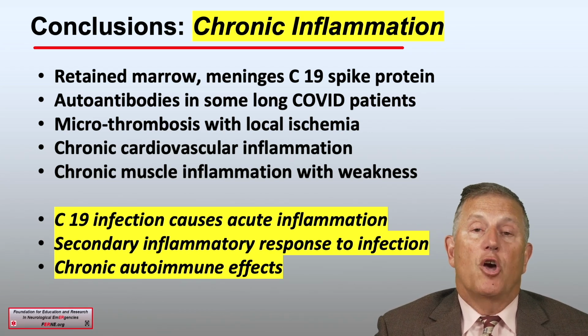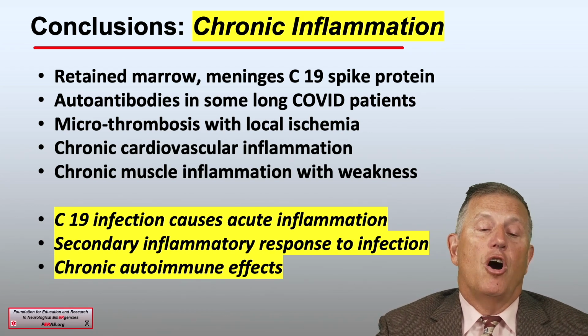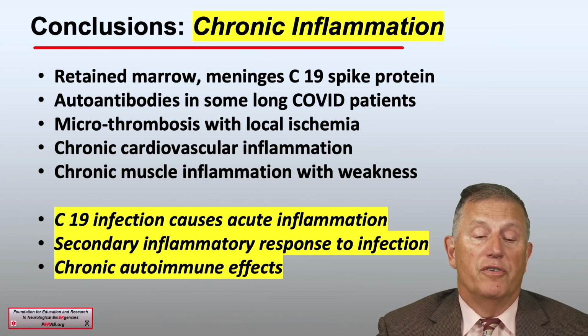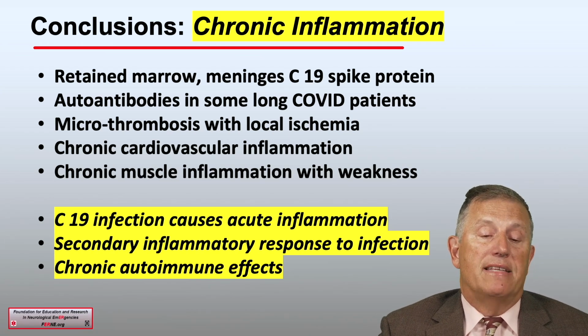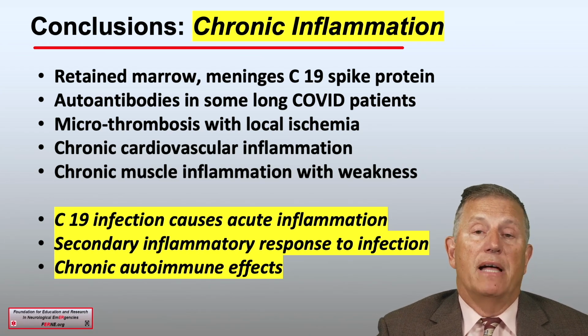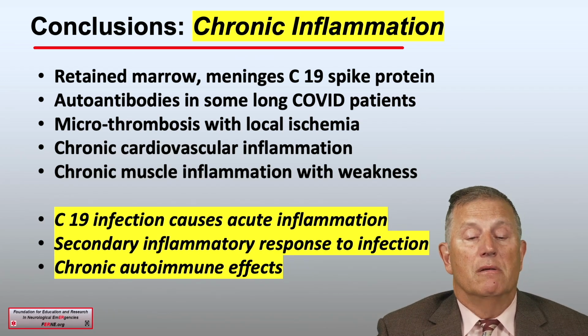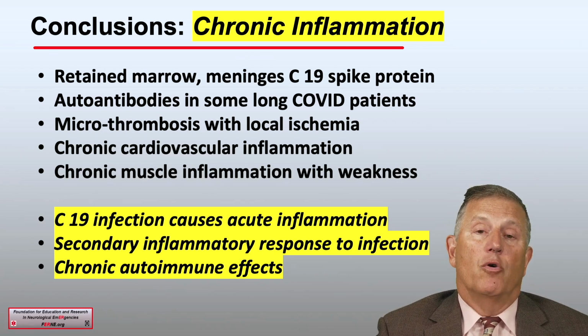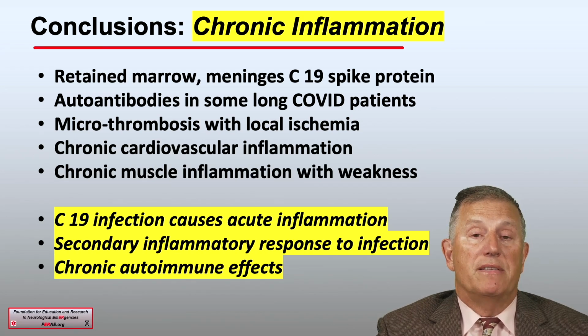So we see that COVID-19 infection causes acute inflammation over time and a secondary inflammatory response that can last for months in some long COVID patients. These inflammatory responses are noted to cause what can be significant cardiovascular, chronic, autonomic effects such as POTS and dysautonomias.